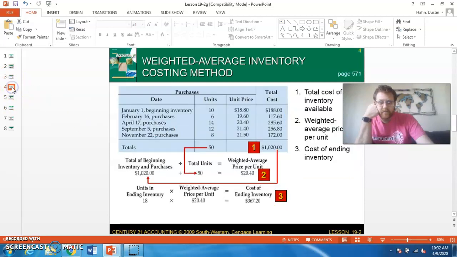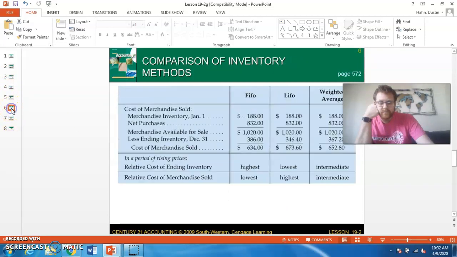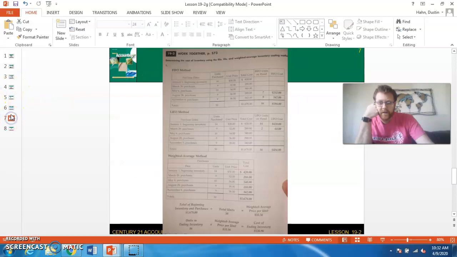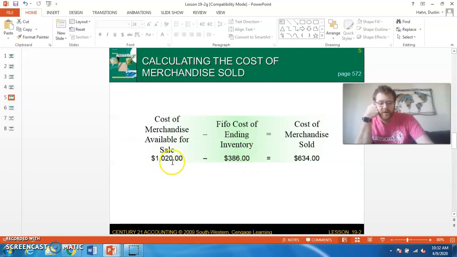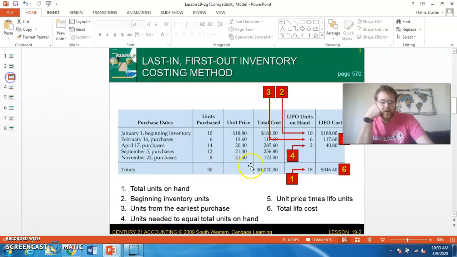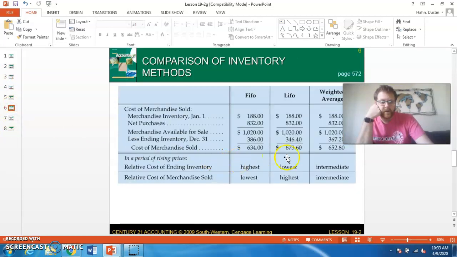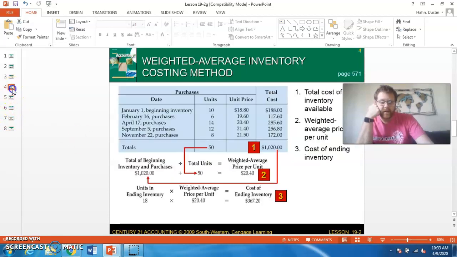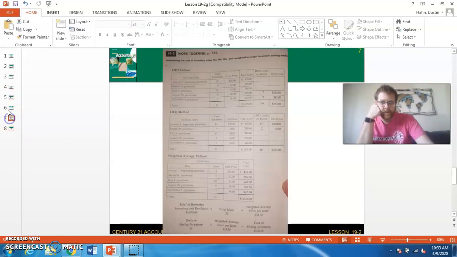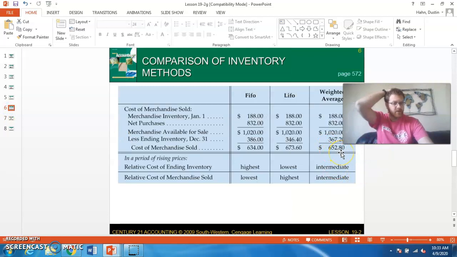Where is that? To get your cost of merchandise sold, you have to take your 1,020 minus your 346.4, and that's where that 673 comes into play. Your weighted average, again, all you have to take is your 1,020 minus your 367.2. And that's where that 652 comes into play.